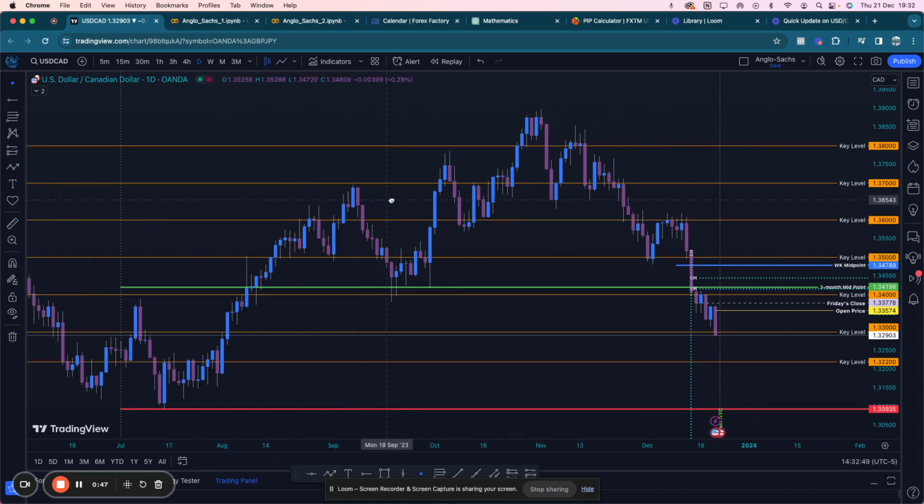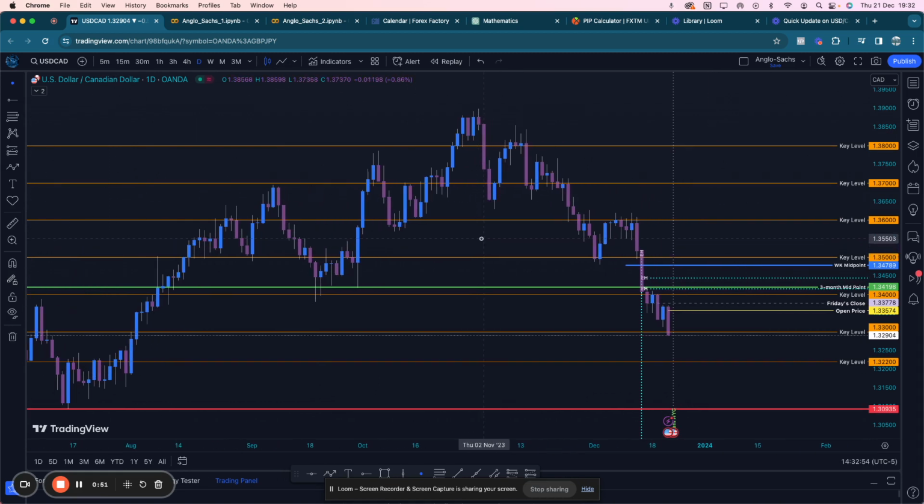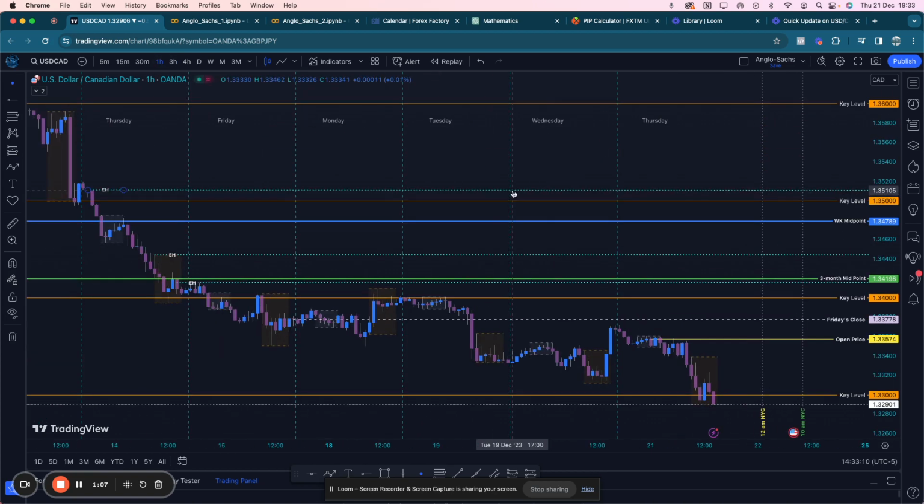Cool. So here we are. The market's live at the moment, so all the prices that you see on the chart are live. The previous video was recorded on Sunday, so the market was closed when I recorded it, but now we are in a live trading session, and I'm just going to drop down into the hourly chart. Here we are in the hourly chart.